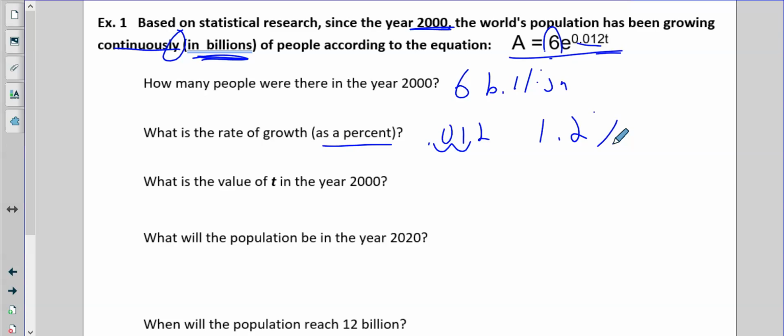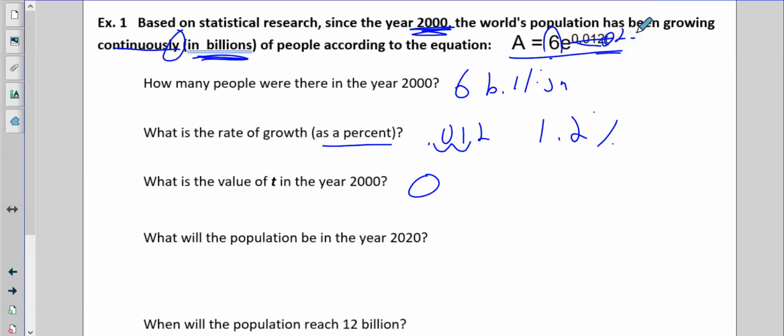What's the value of t in the year 2000? Well, we're in the year 2000, so the year 2000 is 0 years after 2000, because that 0 would go here. E to the 0 would be 1, and that would leave us at 6 billion. What will it be in 2020? So that's going to be 20 years.